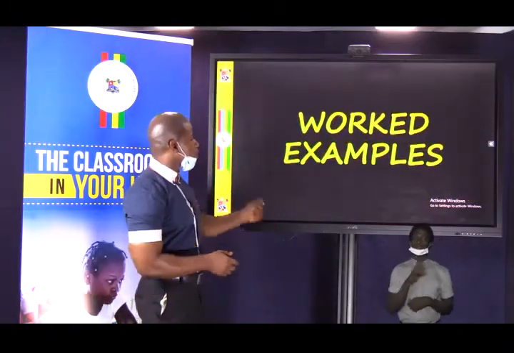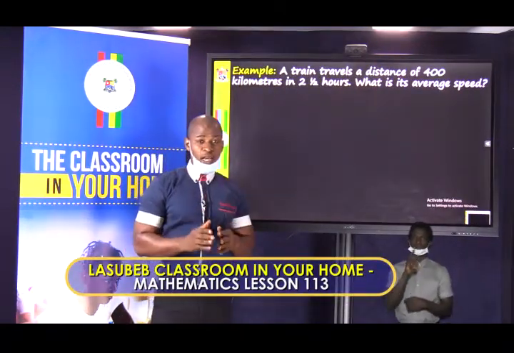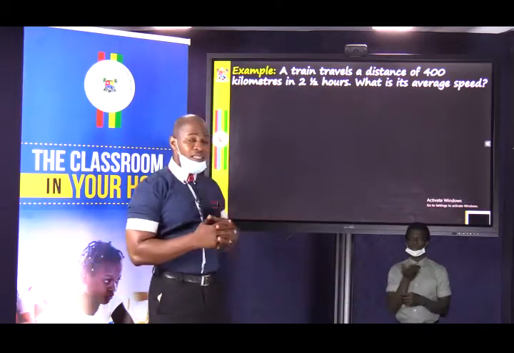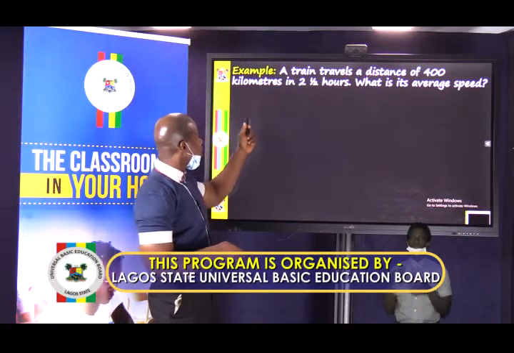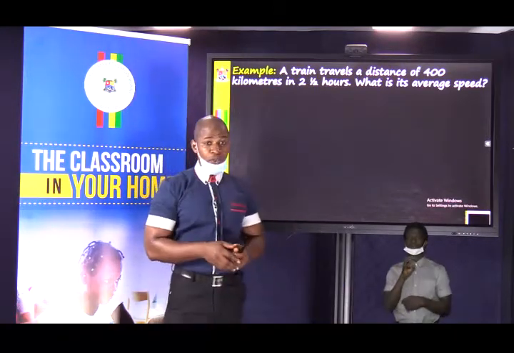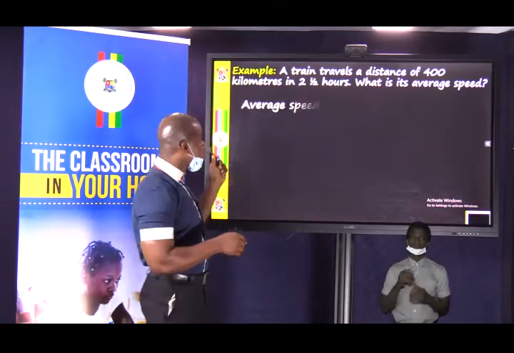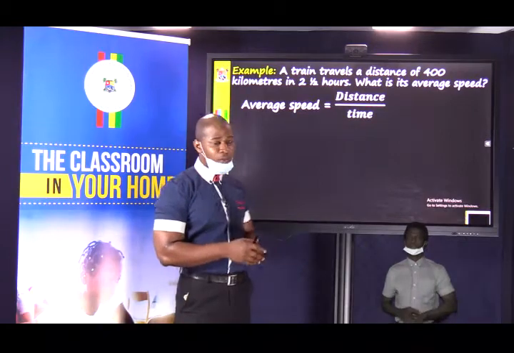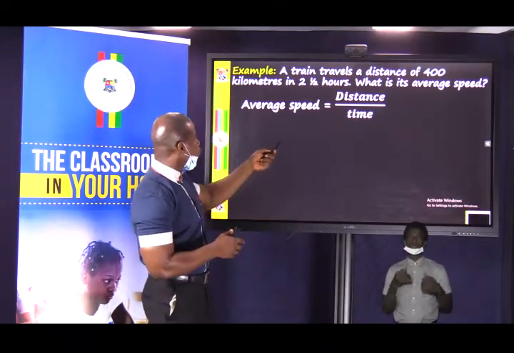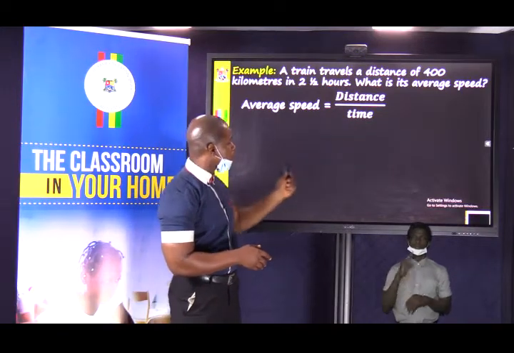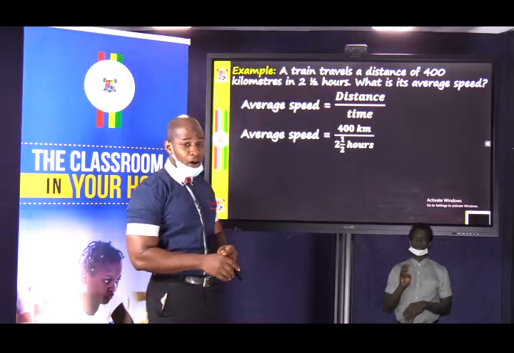Let's go. The first one says that a train travels a distance of 400 kilometers in 2.5 hours. We are to find the average speed. We know that the distance is 400 kilometers and the time taken is 2.5 hours. So we use that line in the song, speed, distance over time. Then we want to find the speed, that will be putting the distance on top of the time. And that will be 400 kilometers divided by 2.5 hours.